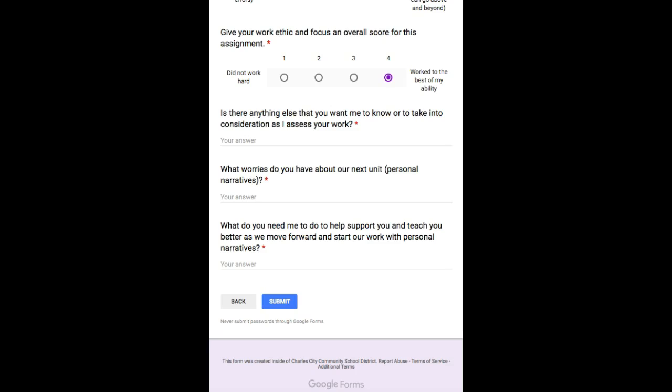As we get into our next unit, which is personal narrative, I want to know what you're worried about, because that will help me as your teacher. And then lastly, I want to know what I can do to help support you and teach you better as we move forward and start our work with personal narratives.